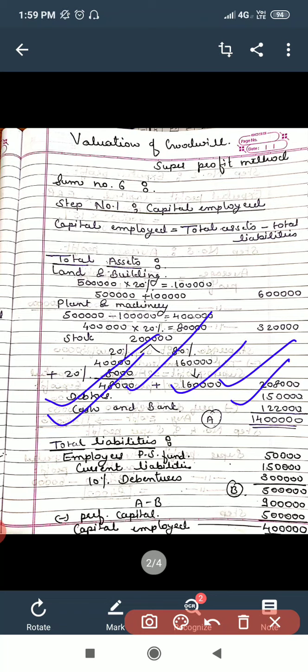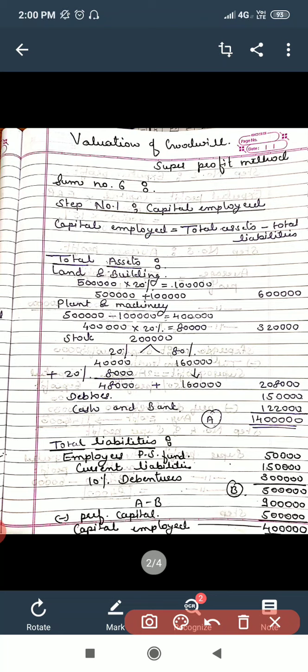The second last item on your asset side is cash and bank, rupees 1,22,000. Now the last thing which has been provided to us is preliminary expenses of rupees 28,000. Preliminary expenses being a fictitious asset won't form part of the total assets for the calculation of capital employed. So now we have considered all the assets on our asset side.